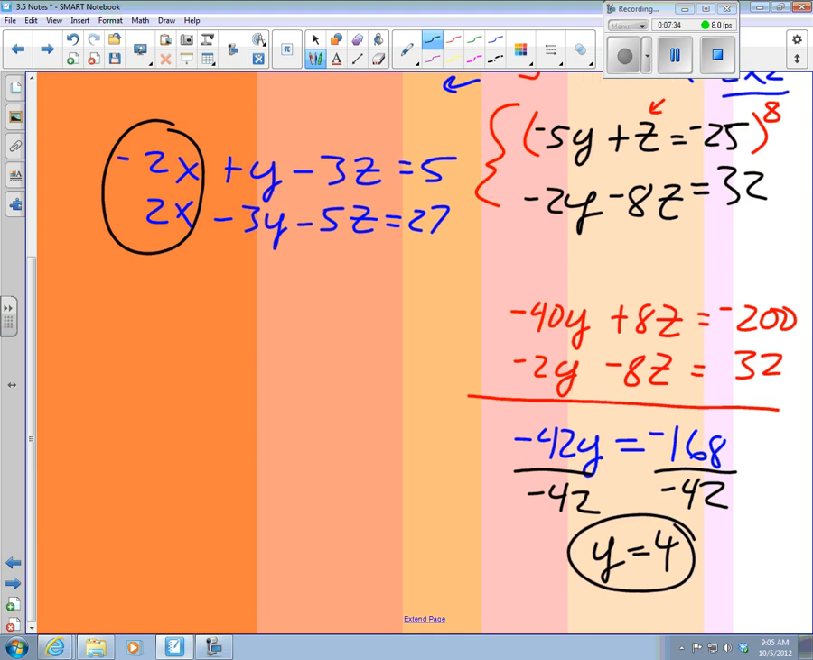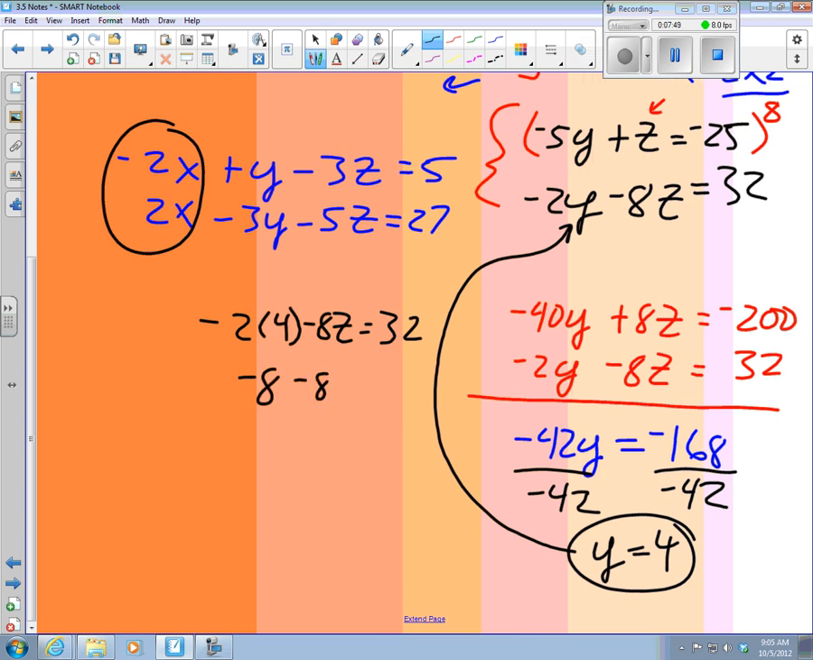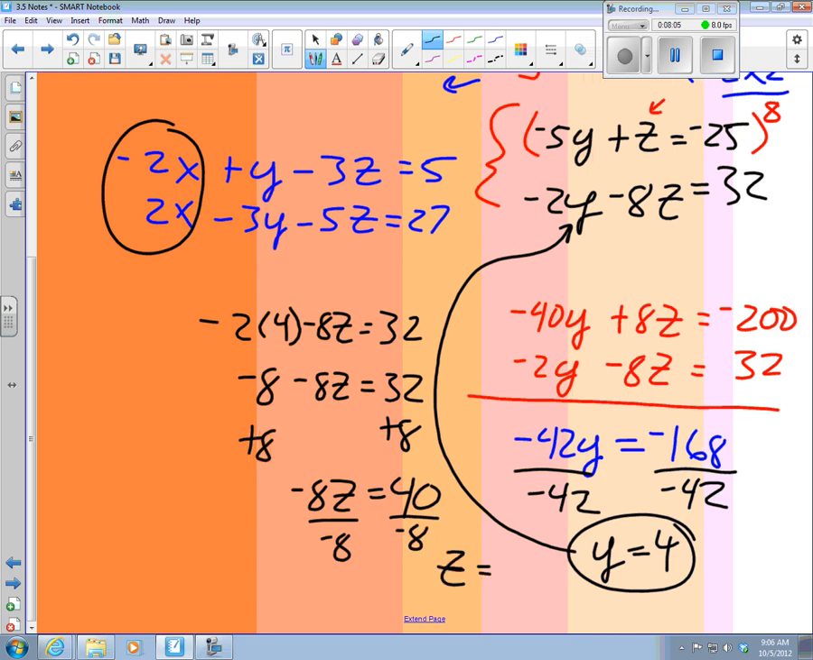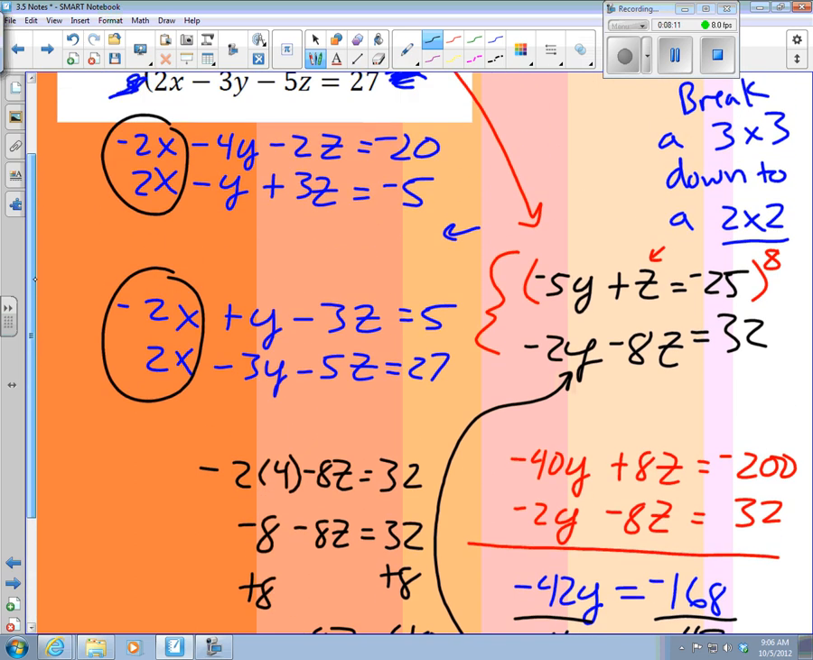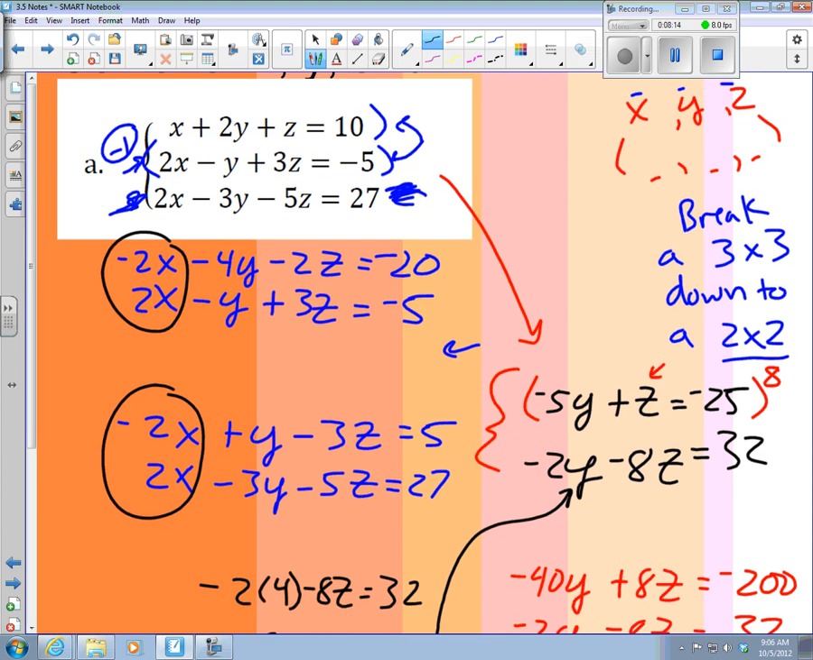Now I can find z, because I'm going to take y and plug it in right here and solve for z. So -2 times 4 minus 8z equals 32. -8 minus 8z equals 32. Adding 8 to both sides, -8z equals 40. Divide both sides by -8, and we get z is equal to, what do we got, -5? Yep, okay. So now we're going to go up here. Y is 4, and z is -5.